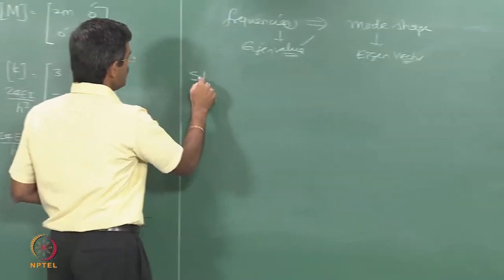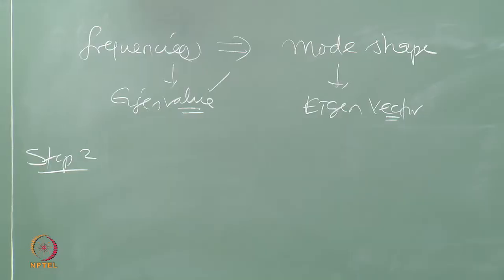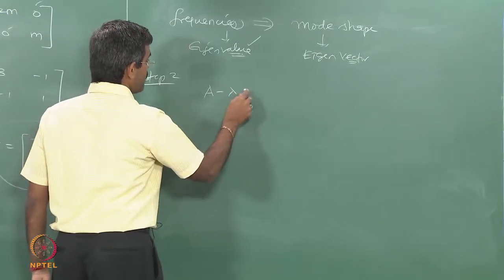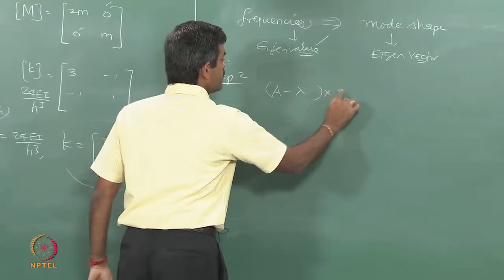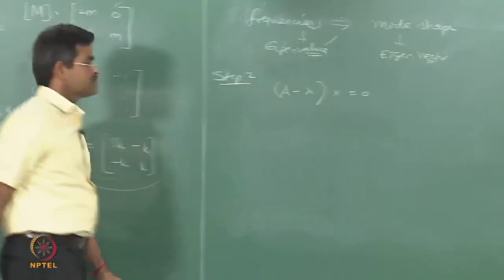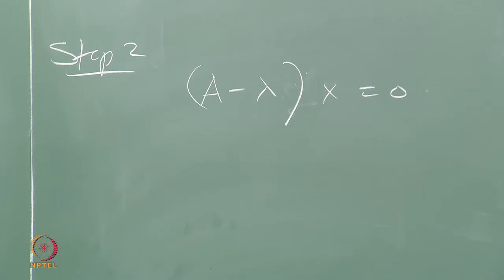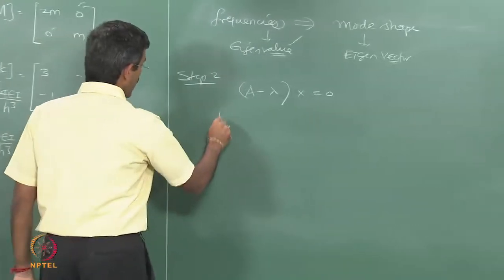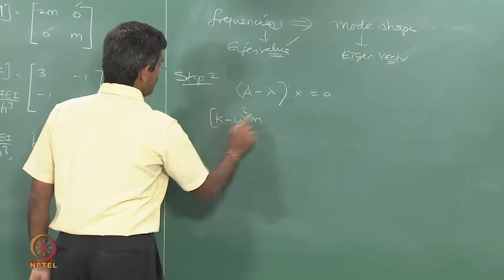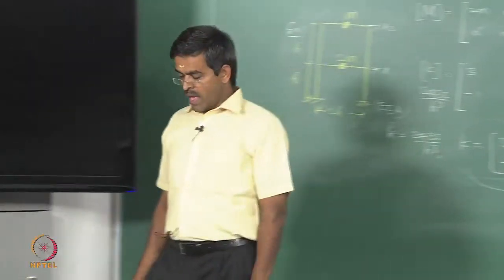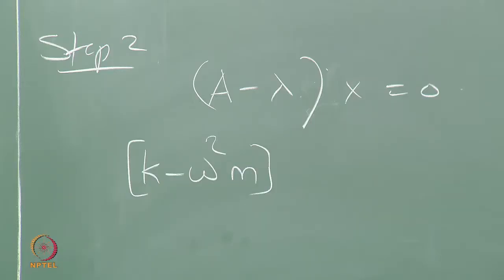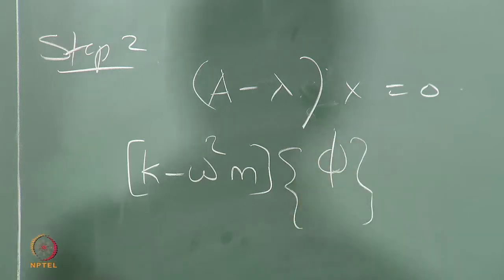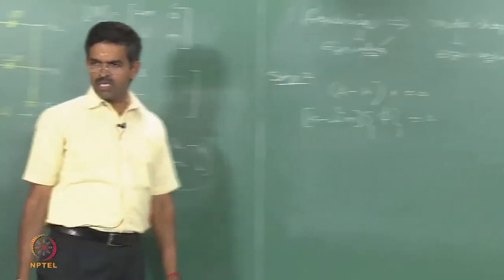Now, mathematically, to find eigenvector, the rule is A minus lambda x is set to 0. A is the matrix which is k minus omega square m. So, k minus omega square m matrix is what we call as the A matrix. Multiply this matrix with the vector which is phi vector, which is the eigenvector, set that to 0. So, let us see how we can do this.